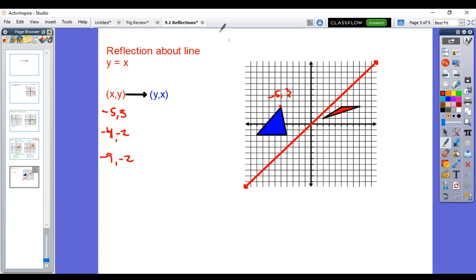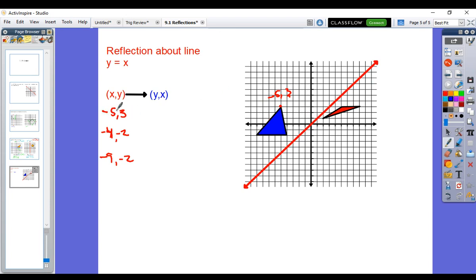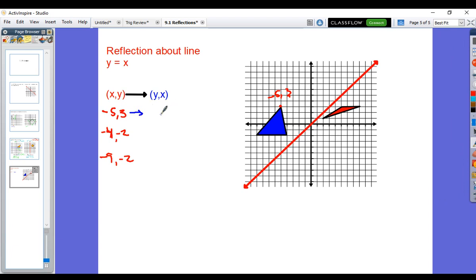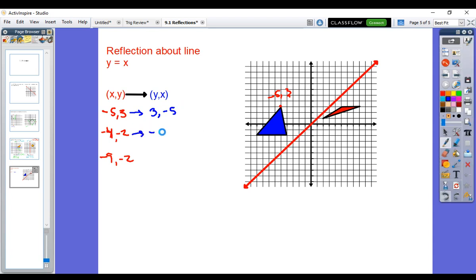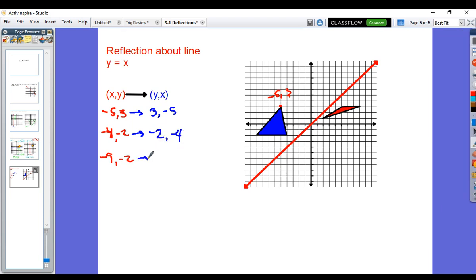If we do this reflection right, all we're going to do is flip these numbers. Right now it's -5, 3. When we do this reflection, it becomes 3, -5. -4, -2 becomes -2, -4. And then reflect this one, -2, -9. Let's graph those and see if it comes out right. All these numbers should be below this line, on this side of the equation.